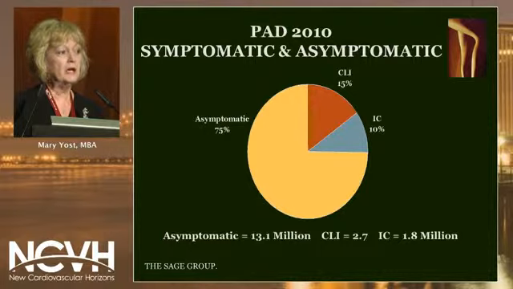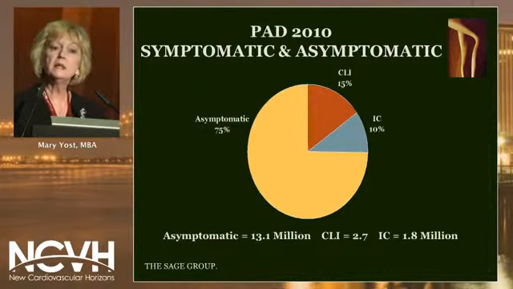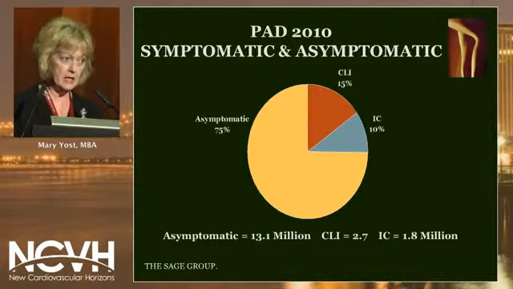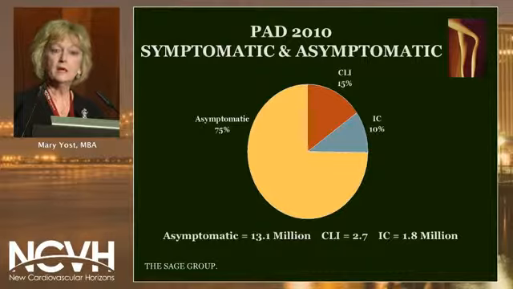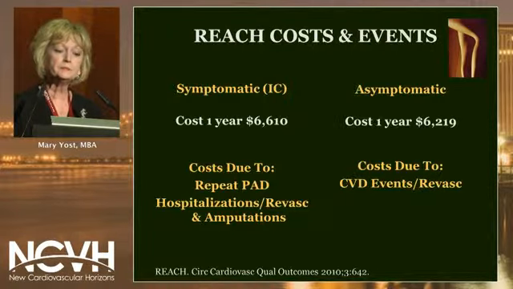If we look at PAD by severity, the vast majority, about 75% of PAD patients are asymptomatic. That is, they don't have the classic symptoms of intermittent claudication or critical limb ischemia, that is, rest pain, ulcers, or gangrene. Only about 15% have critical limb ischemia, and another 10% have intermittent claudication.